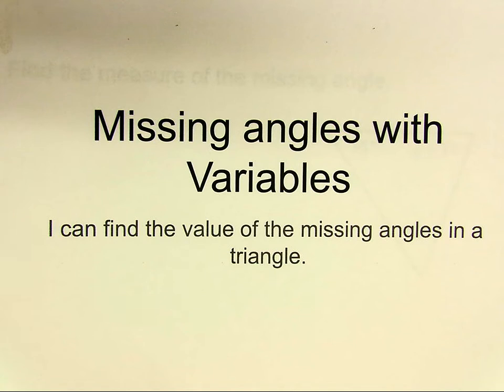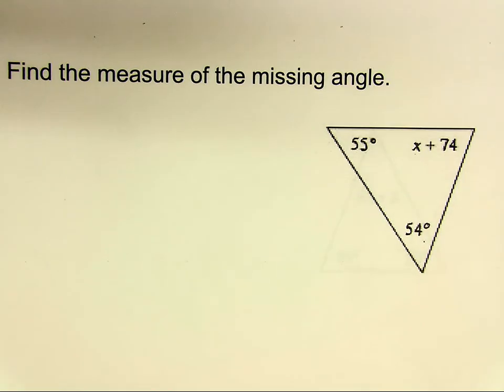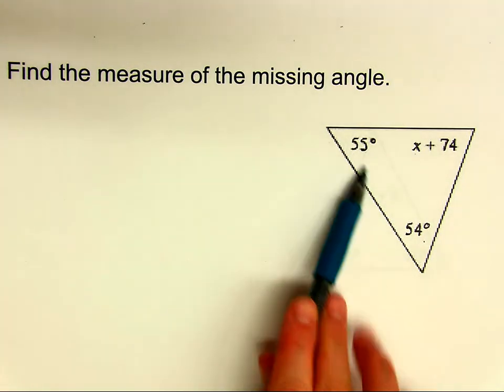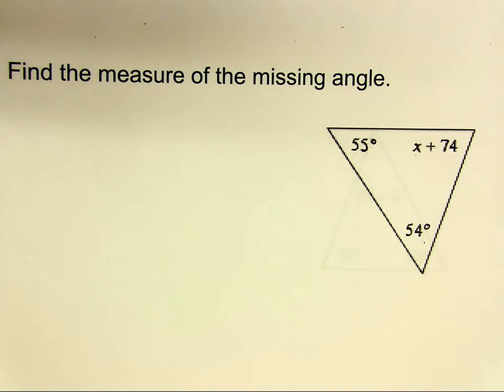In this video, we will be working on finding the missing angle in a triangle, but the solving process will include variables. So if we look at our first example, we have a triangle here where I've given you two angles, and the third angle is represented with x plus 74. So first we need to find the value of x, and then we can find the value of this missing angle. So to do so, we need to set up an equation.